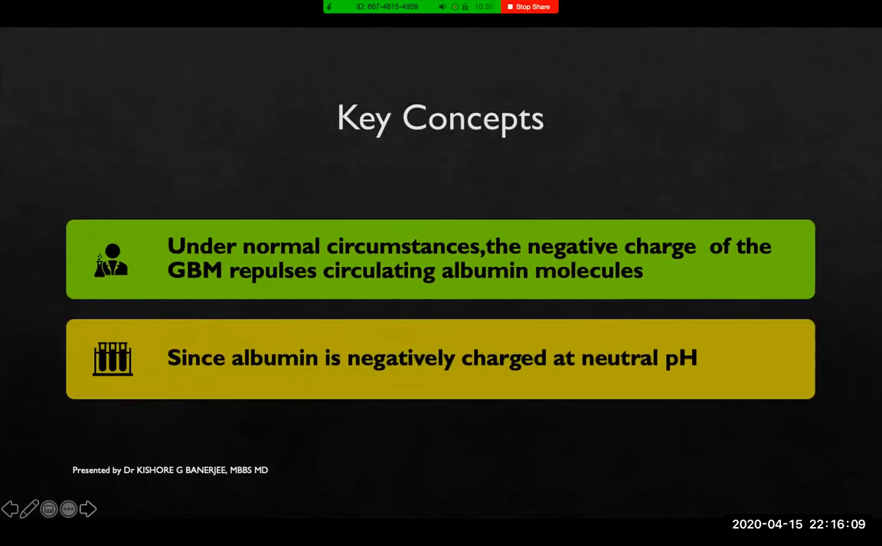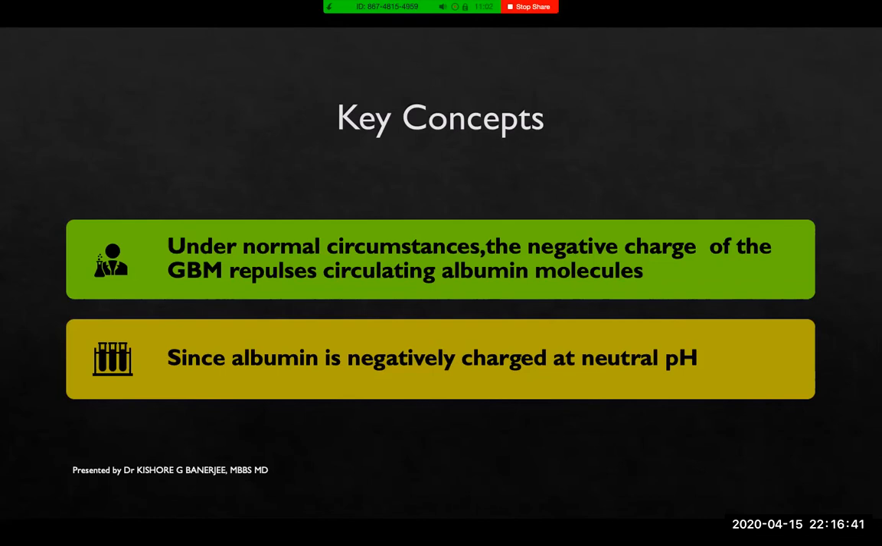Now, as I mentioned already, in a normal person like you and me, the negative charge of the GBM, the glomerular basement membrane, causes repulsion of the circulating albumin molecules. Albumin molecules usually do not leak out because albumin is negatively charged at neutral pH. So a negative thing causes repulsion of another negative thing. When albumins come closer to the glomerular basement membrane, they get repelled and do not leak out via the glomerular basement membrane. So they stay inside our body.